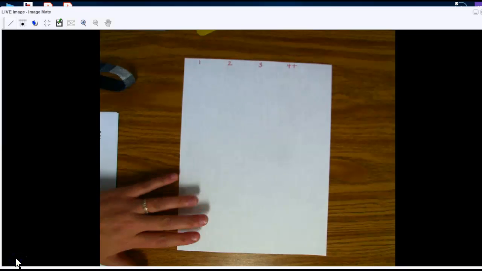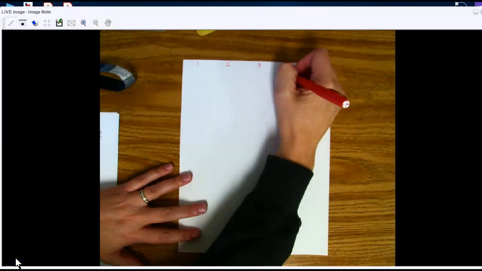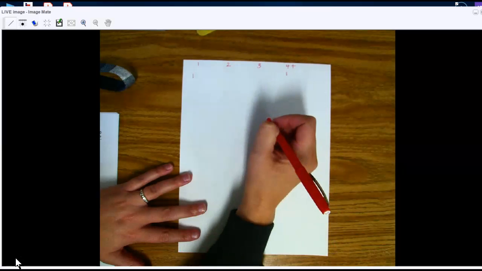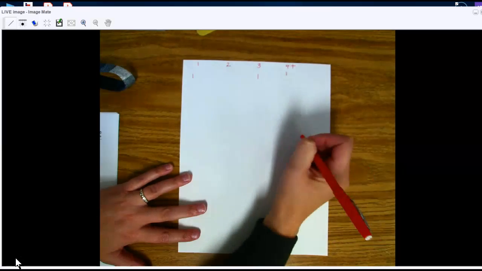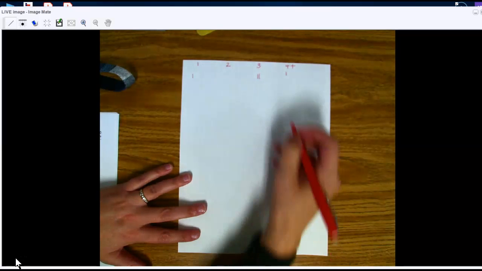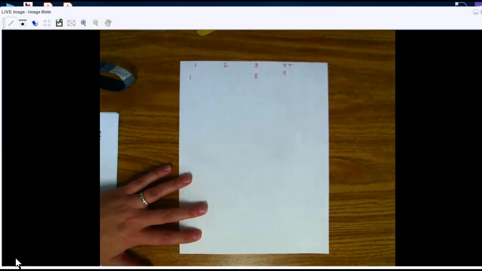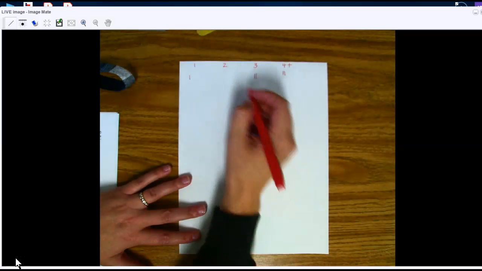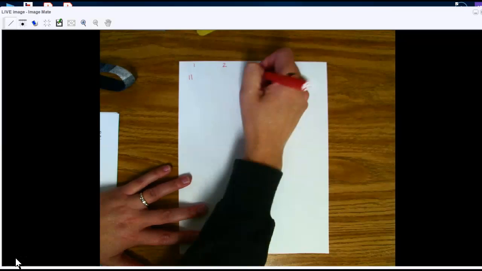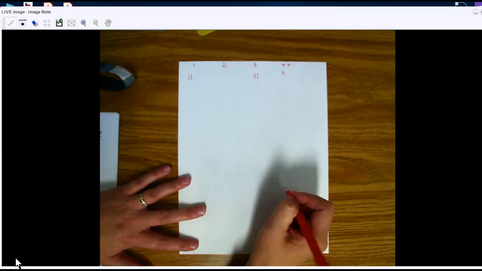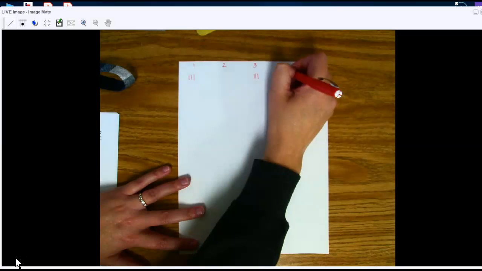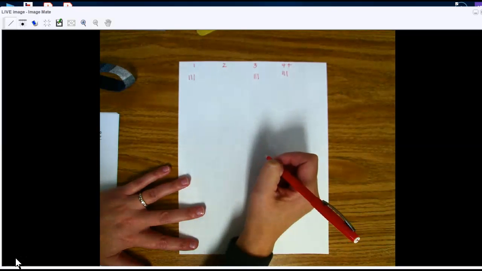All right, Xavier, how many do you have? 4. How many do you have, Grant? 1. How many do you have, Sydney? 3. How many do you have, Sadie? 3. How many do you have, Gracie? 4. How many do you have, Emma? 1. How many do you have, Lily? 3. How many do you have, Alyssa? 1. How many do you have, Corbin? 7. How many do you have, Gracie? Oh, you already did it, didn't you?